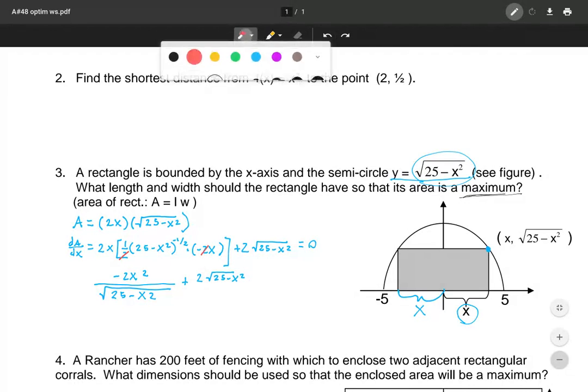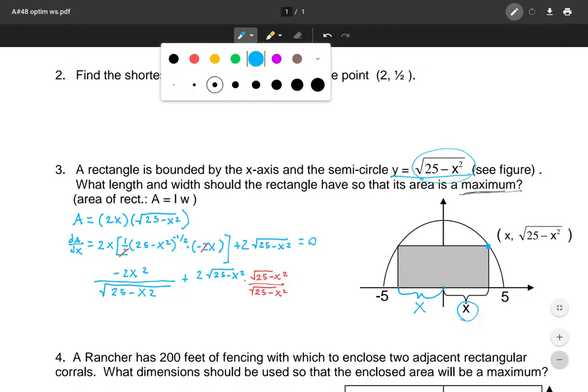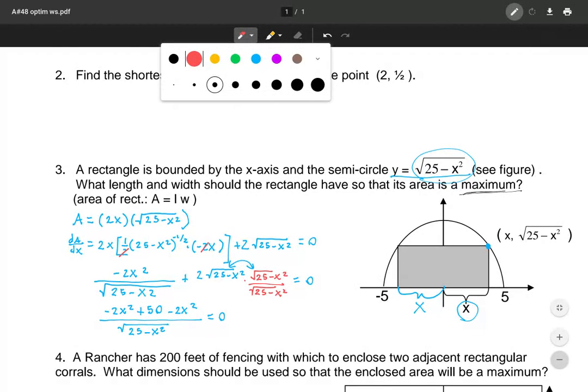Here, let me erase that real quick. I'm going to multiply top and bottom here by 25 minus x squared. And again, I'm trying to find a common denominator so I can add these two quantities together. And yep, okay. So it's going to give me a negative 2x squared over here still. This is going to give me a 2 times 25, which is 50. Well, when I multiply those two square roots, the square roots go away, and I end up just with 2 times 25 minus x squared. So I have minus 2x squared all over my common denominator of 25 minus x squared. Now, I can add like terms, and notice that these two are alike.